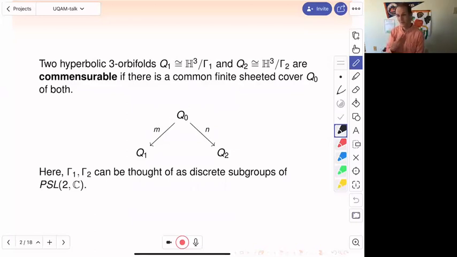And I'm not going to be worried about these groups, say gamma 1 and gamma 2 here, being torsion free, right? So we've got two quotients of hyperbolic space, and they're commensurable if they share a common finite-sheeted cover. So we've got Q1 and Q2, and there's some common cover Q naught. And the only thing we care about here is that Q naught is a finite degree cover of both manifolds, M and N in this little diagram.